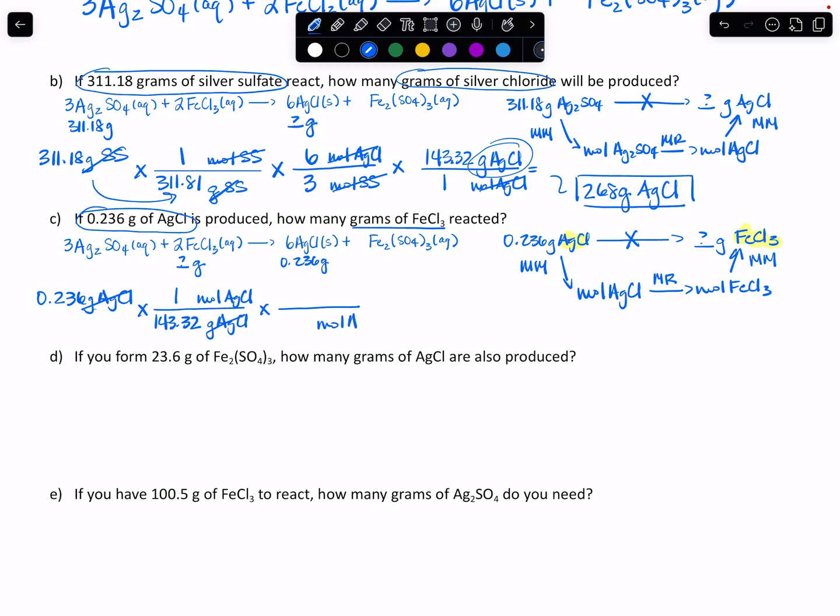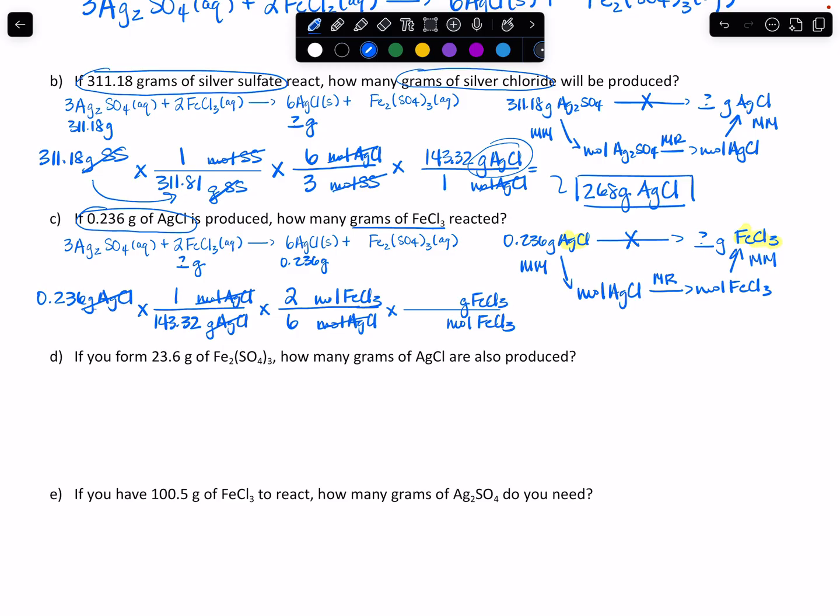So 1 mole of AgCl versus the moles of FeCl3. All right, and according to the balanced chemical equation, for every 6 moles of AgCl produced, I needed 2 moles of FeCl3 to react. All right, so that's going to let me cancel my moles of AgCl, but I'm still not done. All right, one last step. I need to convert from moles to grams. So moles of FeCl3 will be in the bottom. Grams of FeCl3 will be up top.